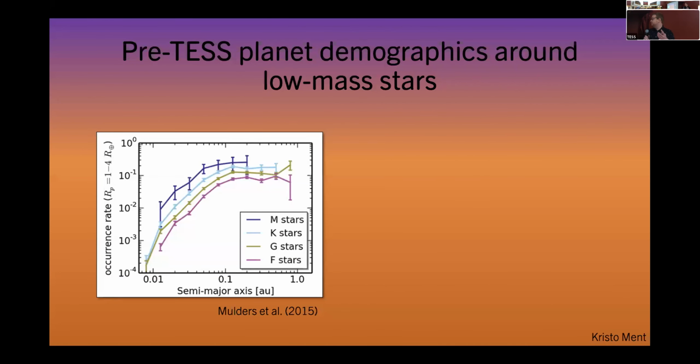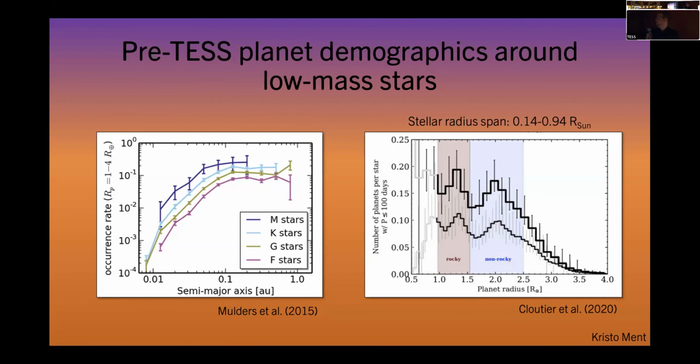And to motivate the results of the study, I would like to start by summarizing what we knew about the planet demographics around low mass stars before TESS. So this is mostly based on data from the Kepler mission. We know that dwarfs have more planets than more massive stars. And we also know that low mass stars, including dwarfs, seem to have at least 2 different populations of planets when you look at the distribution of planet radius. So there are rocky planets and then there are non-rocky planets. And there's this so-called radius gap between them.